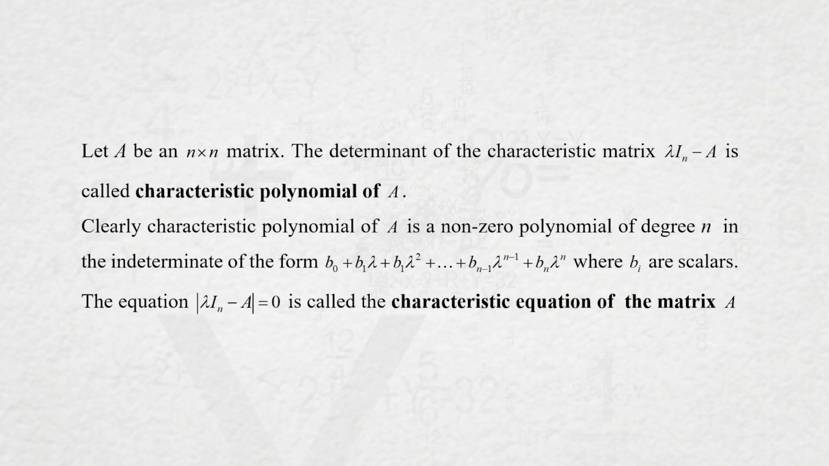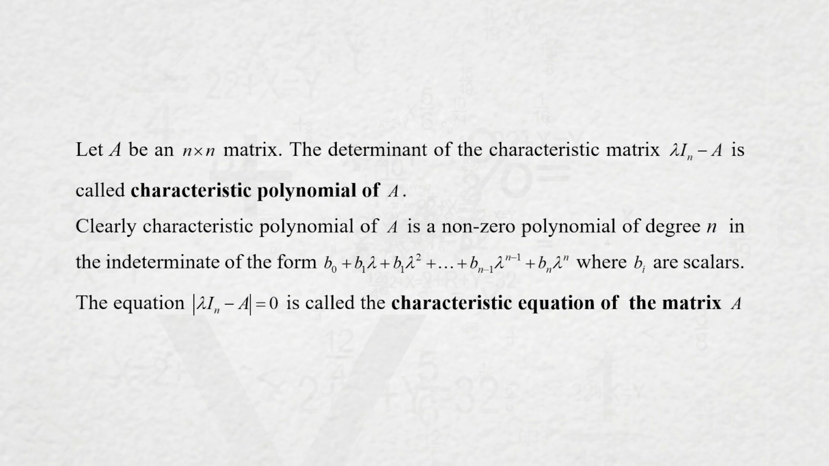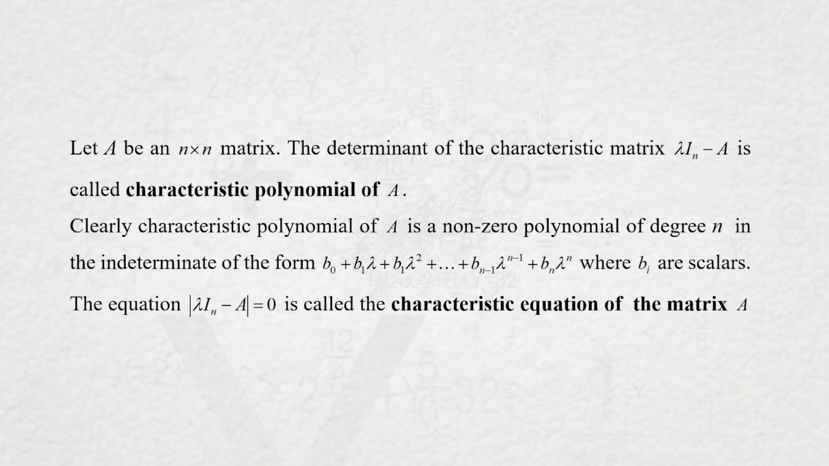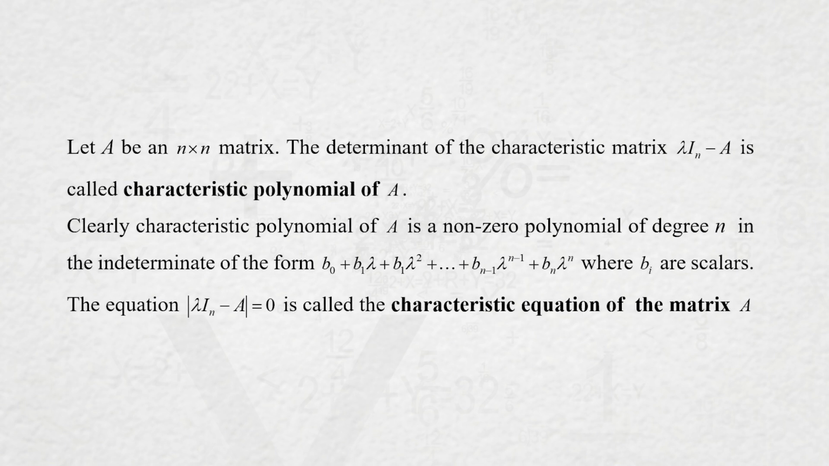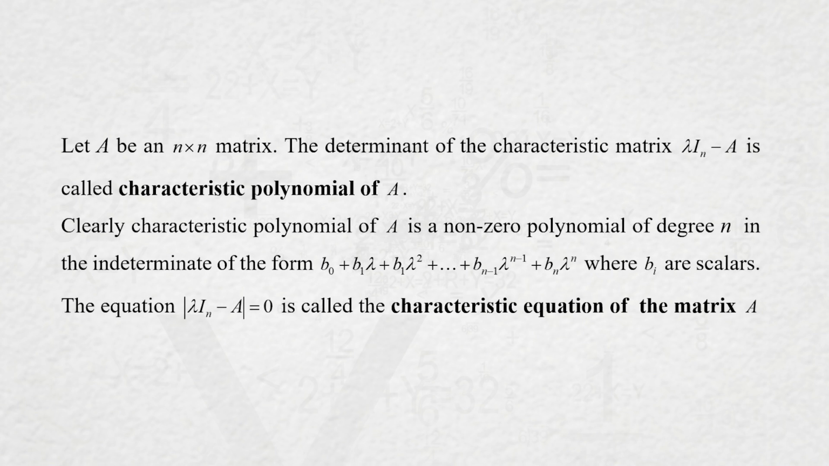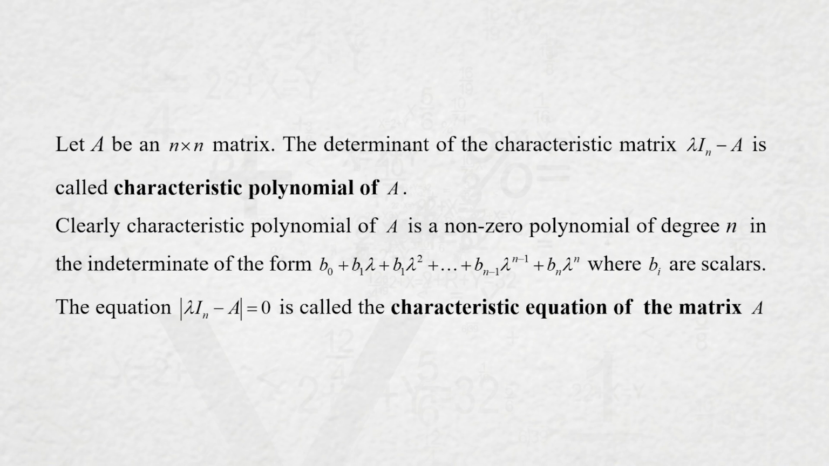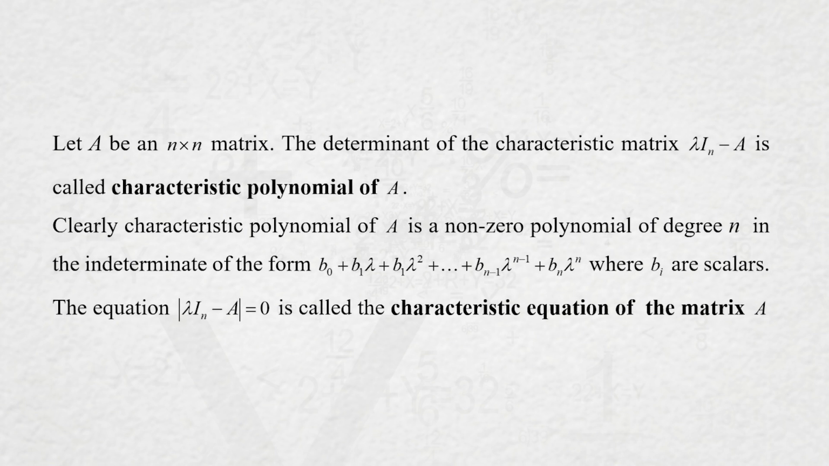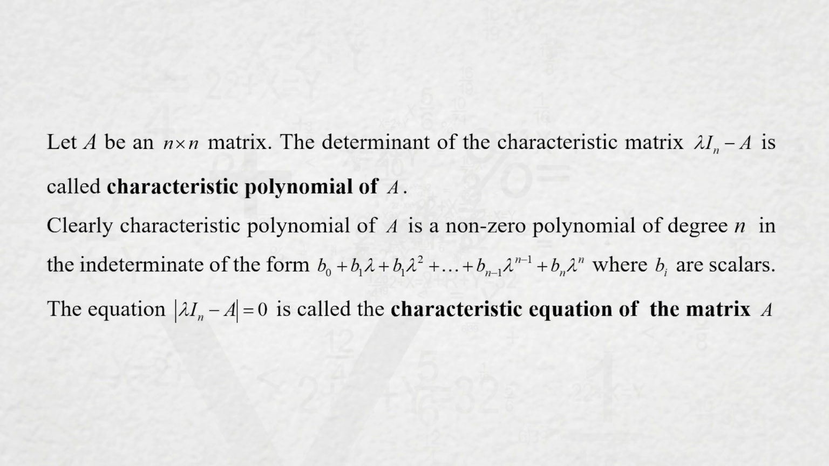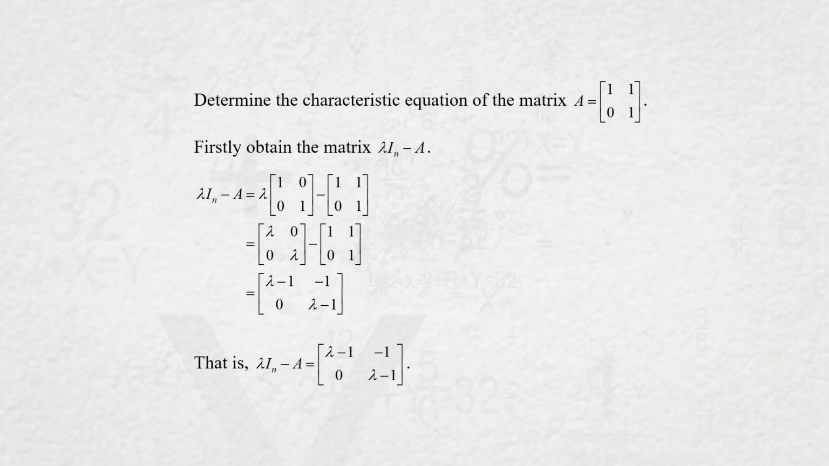Clearly, the characteristic polynomial of A is a non-zero polynomial of degree n in the indeterminate lambda of the form b0 plus b1 lambda plus b2 lambda square plus etc. plus b(n minus 1) lambda power n minus 1 plus bn lambda power n, where bi are scalars. The equation determinant of lambda In minus A is equal to 0 is called the characteristic equation of the matrix A.